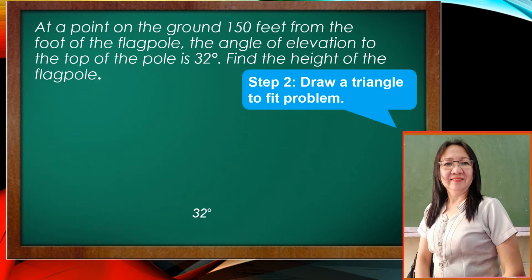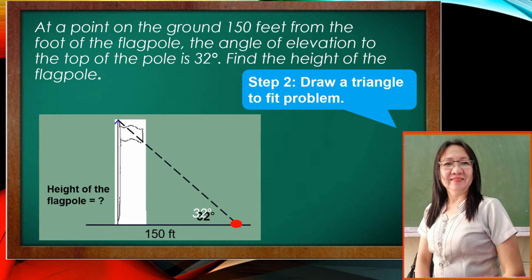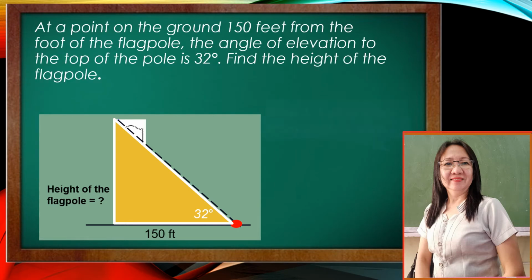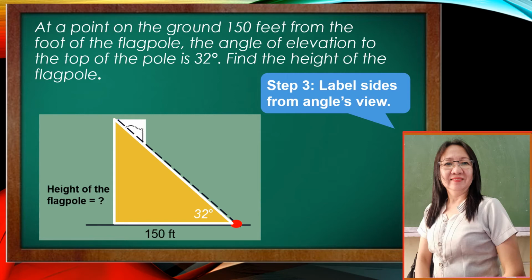For step number 2, we are going to draw a triangle to fit the problem. This is the original figure that we have, and try to look that we are having this triangle. So let us form this. Now let us have our step 3. Let us label sides from angle's view. This is our reference angle, which is 32 degrees. Then 150 feet is what we call its adjacent. Then the height of the flagpole is called its opposite. And of course, this is our hypotenuse.